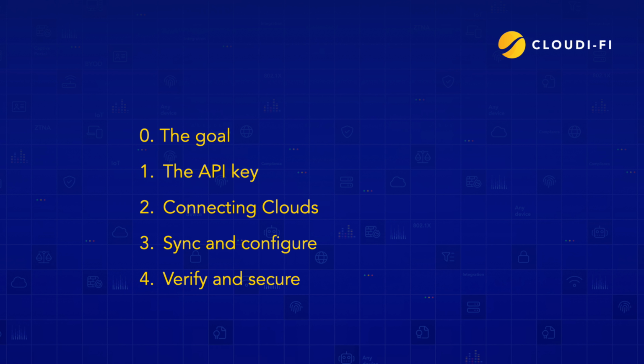All right, here's the game plan. We've broken it down into 5 simple phases. We'll start with the goal, then grab that all-important API key. After that, we'll connect the 2 platforms, configure the sync, and finally, we'll verify everything and make sure it's secure.